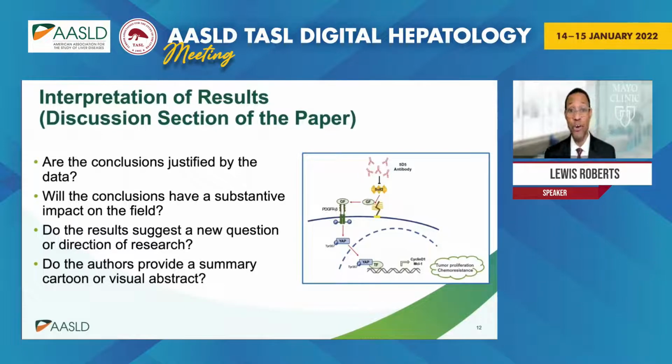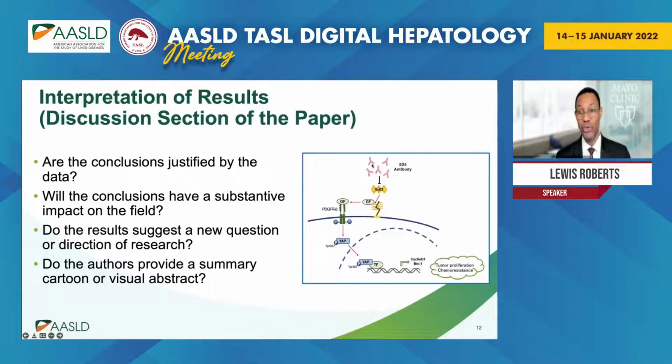One of the ways that authors will usually report their work is to try to summarize it at the end with a summary cartoon. Actually, many journals now will request that authors provide what they call a visual abstract. This is a cartoon that in some way tries to highlight the results of the publication.